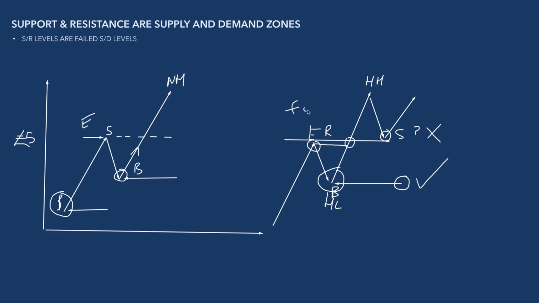And that is all support and resistance levels are, that they are past supply and demand zones that have been projected into the future, right? That have failed to work, and then traders are just trading the other side of that area.